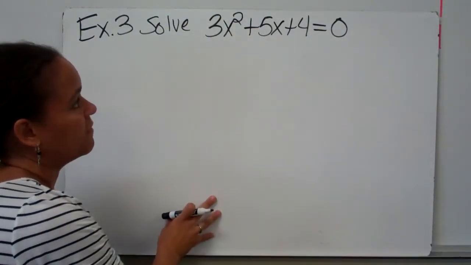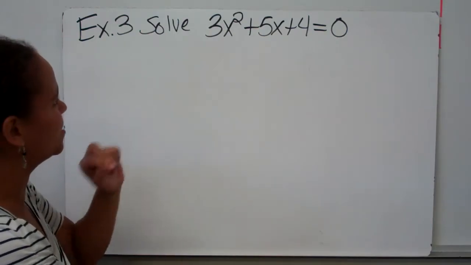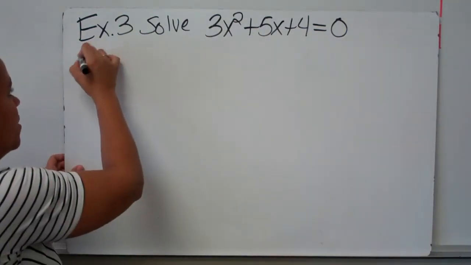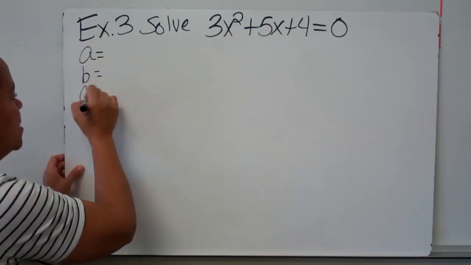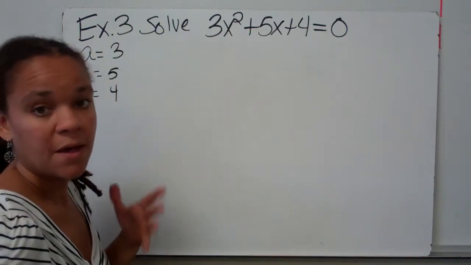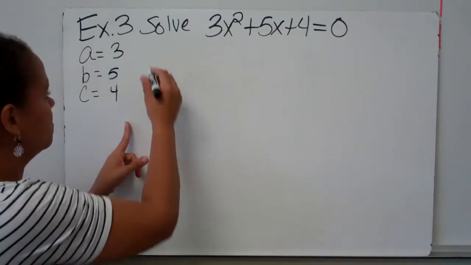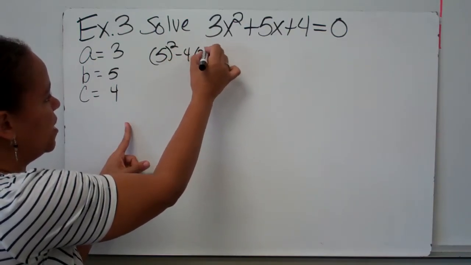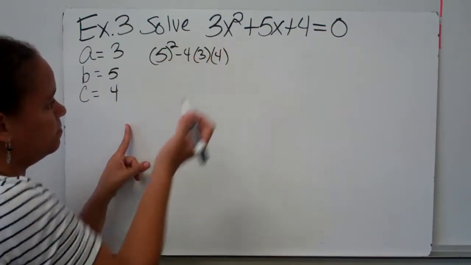Alrighty, I believe this is our final example. No, we have one more after this. Solve. Let's use the quadratic formula. Here we go. A, B, C, 3, 5, 4. Now let's find b squared minus 4ac. 5 squared minus 4 times a times c.